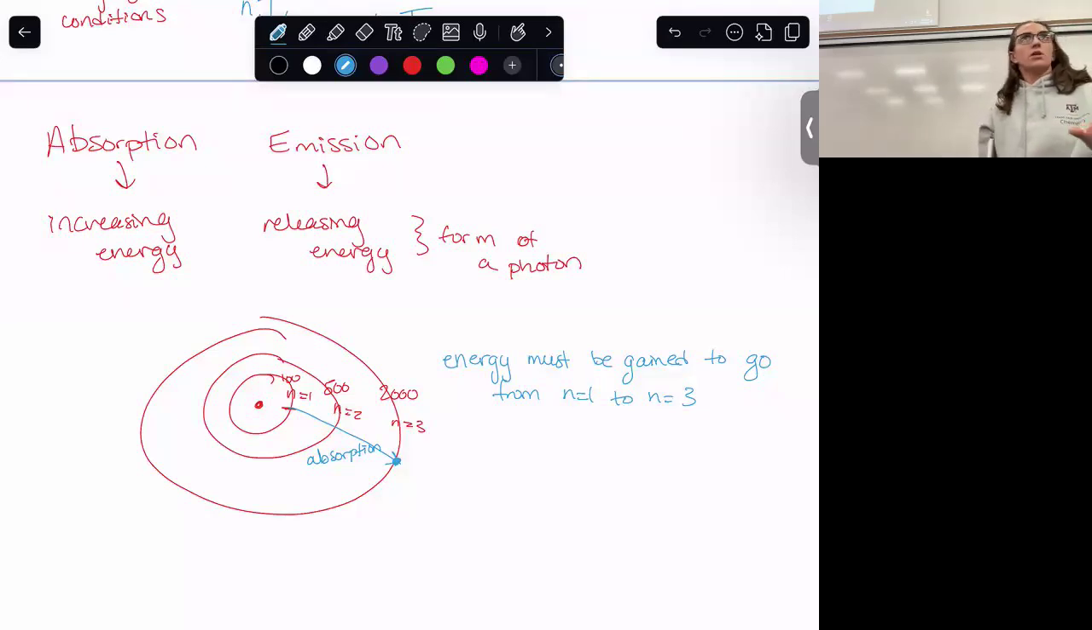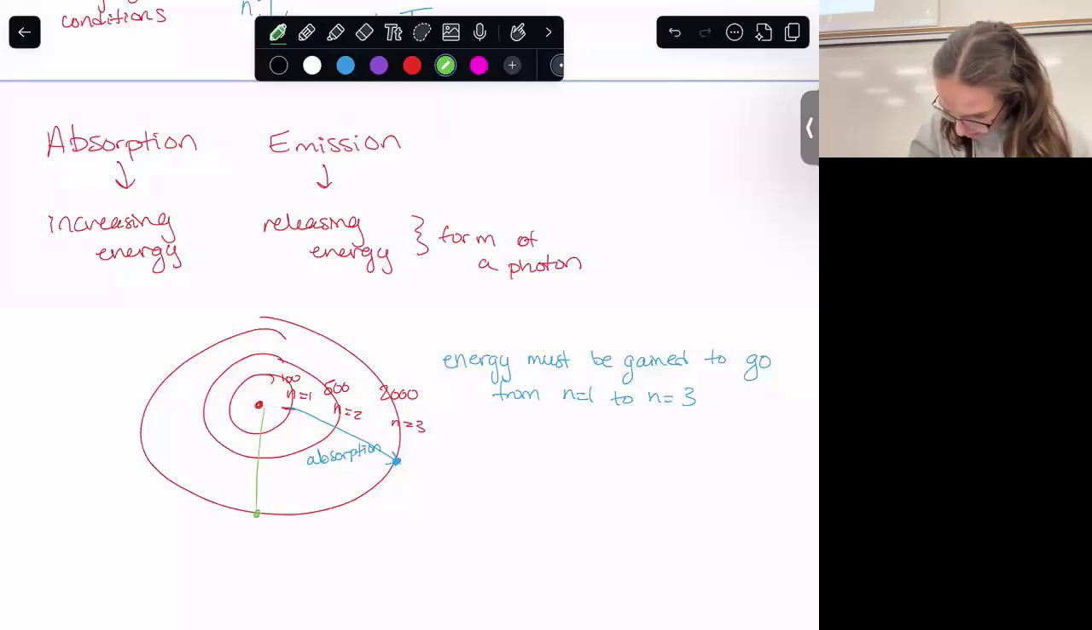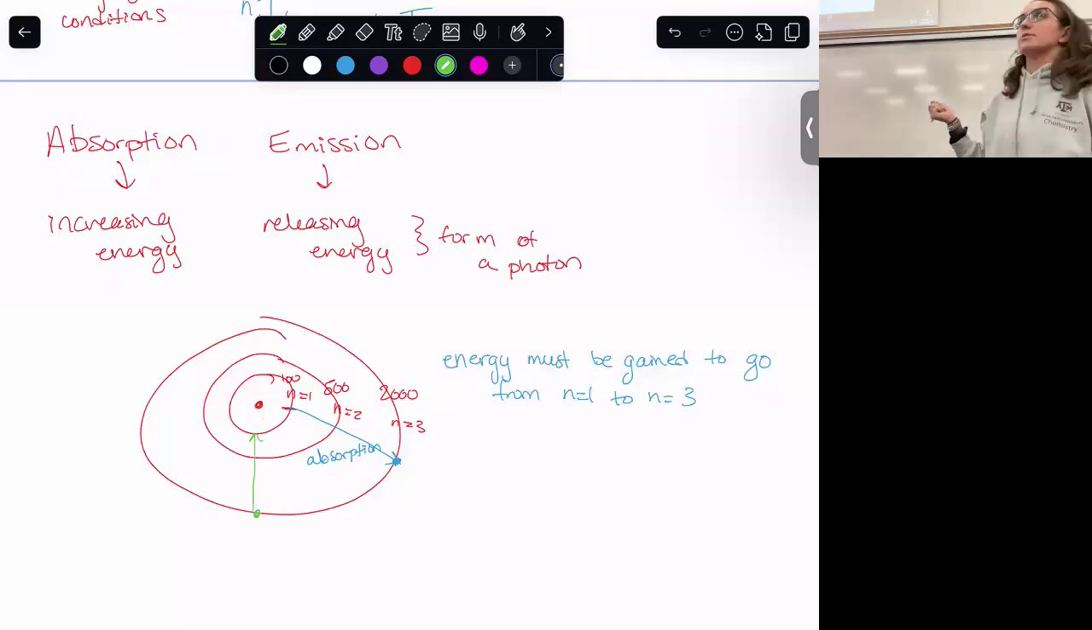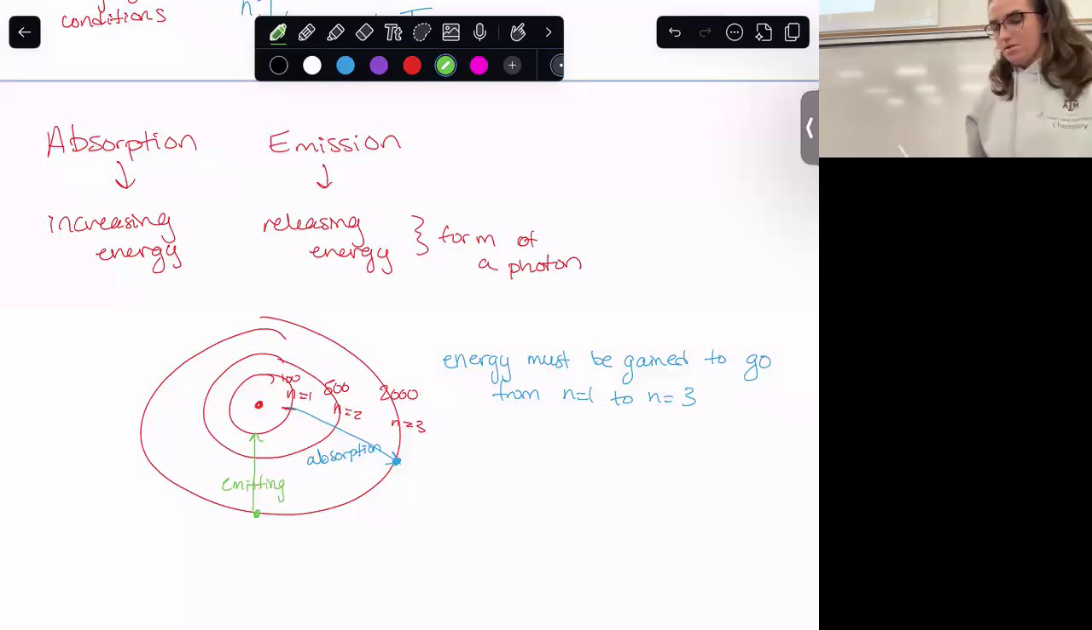Does that make sense? So in order for me to go from n equals 3 to n equals 1, I've now lost 1,900 joules of energy, we'll call it. So this is emitting, or emission, if we go from a higher energy level to a lower energy level.